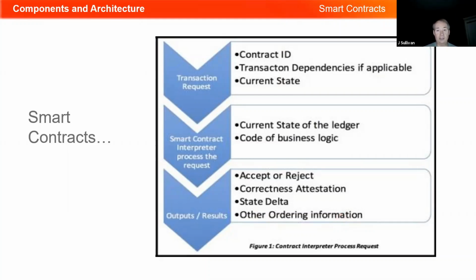Smart contracts, they obviously have an ID. They complete transactions. They have a state, so you can see a transaction request here. They look at the current state of the ledger, so they can get that from the world state typically. They have business logic code in there. They can accept or reject the transactions, and they communicate back with the ordering service.